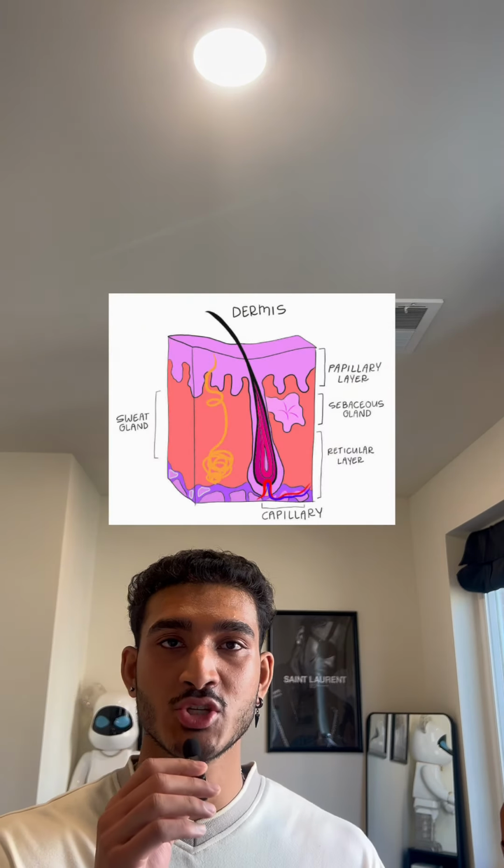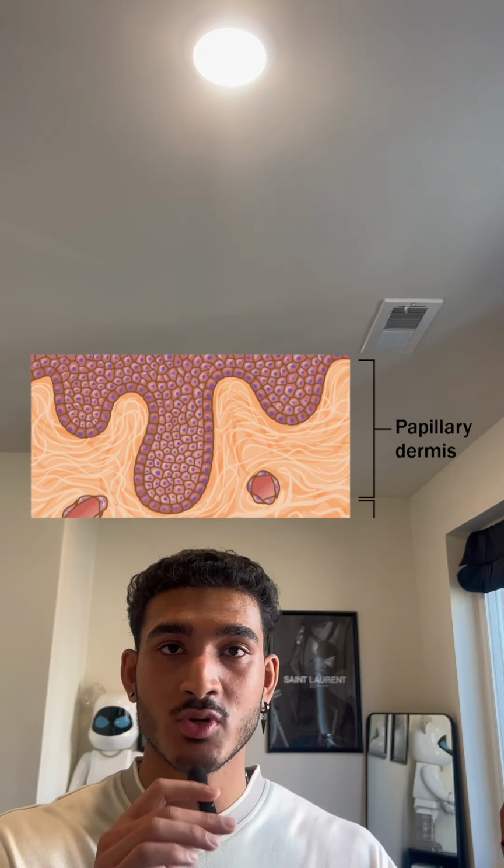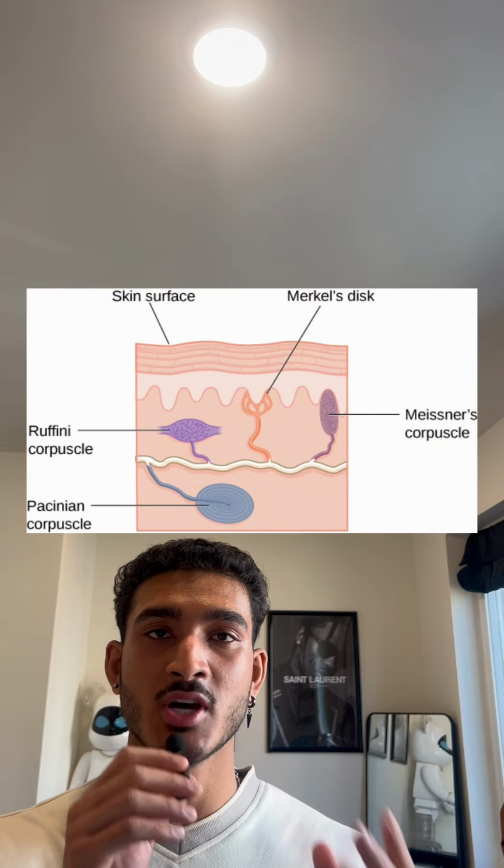Under the epidermis, we have the dermis, which is composed of connective tissue as well as actin and collagen proteins. It contains blood vessels to nourish the skin as well as nerve receptors. Right below the stratum basale, we have the papillary dermis, which is composed of a thin, loose connective tissue. This layer is abundant with capillaries as well as nerve receptors such as the Meissner's corpuscle, which is a touch receptor, as well as nociceptors, which are pain receptors.